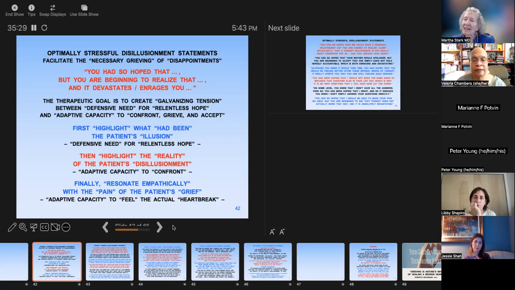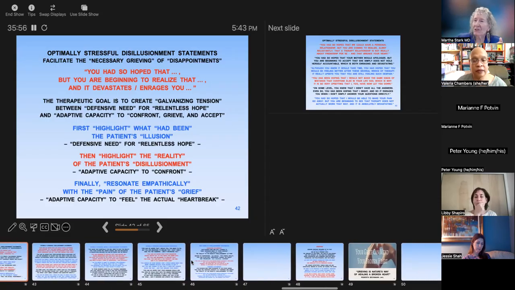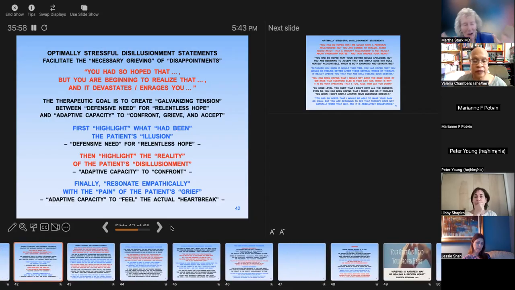And you do this repeatedly. As often as they're busy being relentlessly hopeful, which is for quite some time, then you get to be, when the moment is right, judiciously and repeatedly offering these optimally stressful, growth incentivizing disillusionment statements that actually create mismatch experiences, growth promoting mismatch experiences that will juxtapose defensive need and adaptive capacity. All right, that's a little beyond what we need to know here, but whatever.